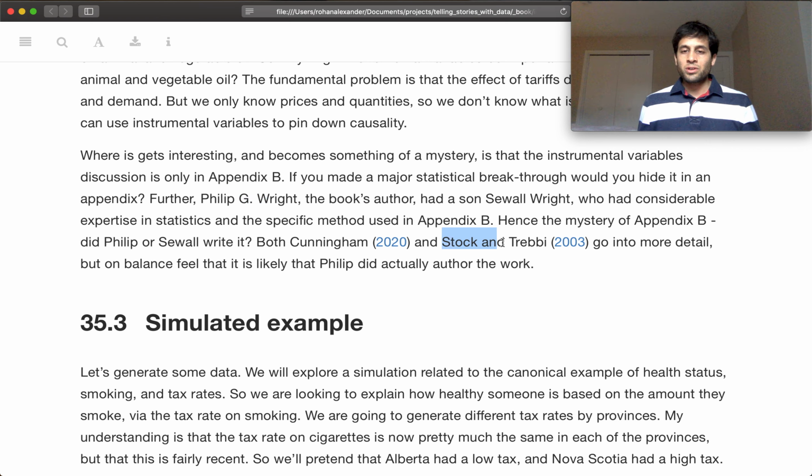And so Stock and Trebbi have a very nice discussion of this mystery, and on balance they feel that it is probably actually the father that did do it, and perhaps he just didn't realize how insightful his Appendix B would actually become. If you want to have a look at Appendix B yourself, the book is available online. I'll add a link to it in the related readings. It's worth just having a quick look at it, especially if you've got some economics.